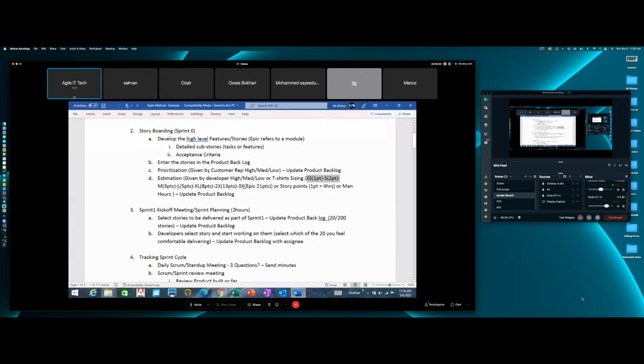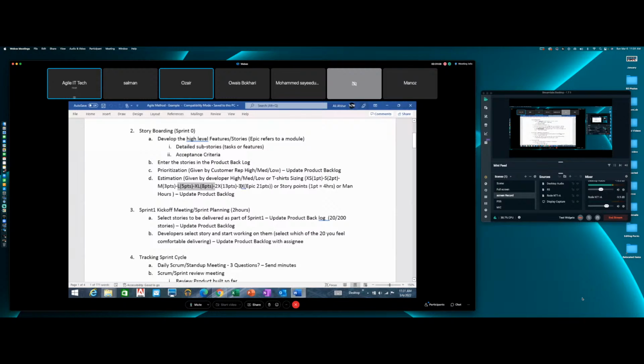The large would be equivalent to a medium plus a small. So a small and a medium is what? 2 plus 3 gets you 5 points. The extra large effort would equate to a medium effort plus a large effort, 3 plus 5, so 8 points. The double XL is not 2 times the extra large. It's actually a large effort combined with an extra large effort. 8 plus 5 is 13.